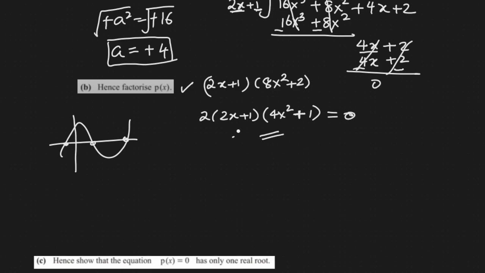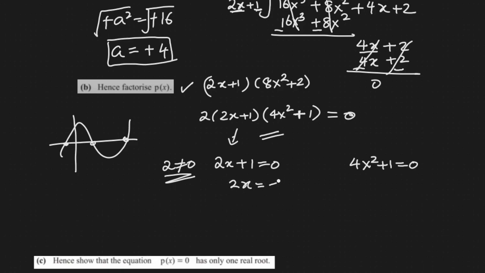So if there are two factors, one of them is 0, right? 2 cannot be 0, it's a constant. 2x plus 1 can be 0, or 4x square plus 1 can also be 0. So this gives us 2x equal to minus 1, which I already got earlier, minus 1 over 2. This was the root. We already took it.